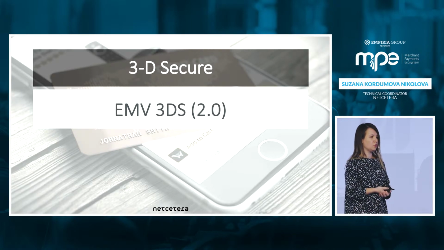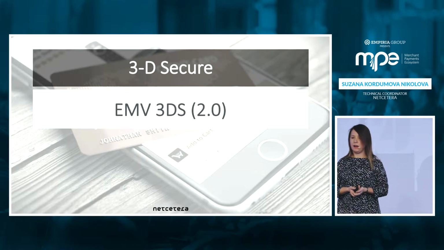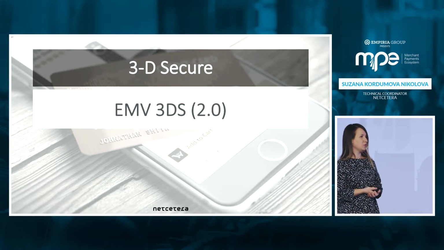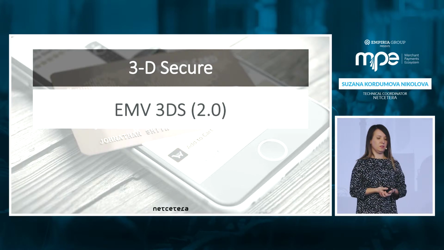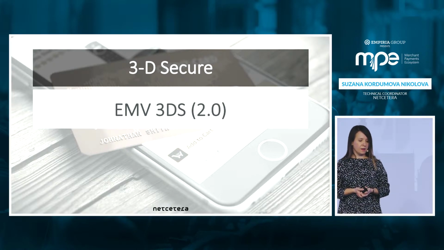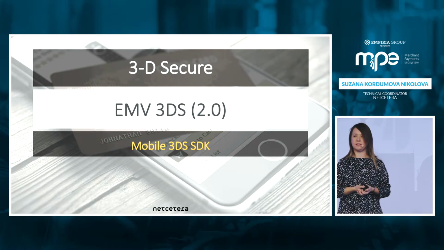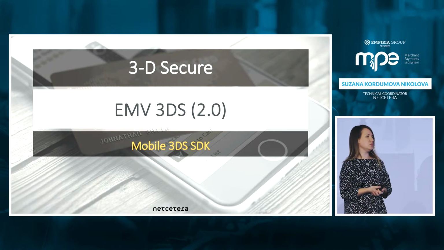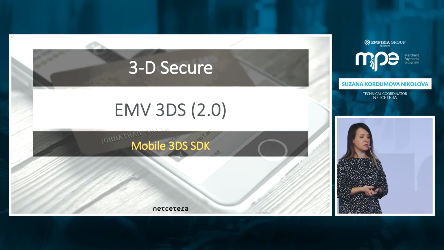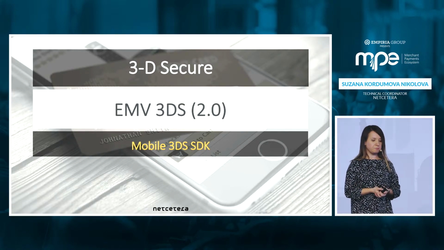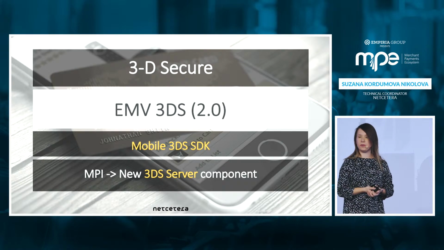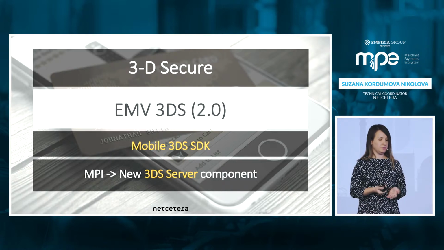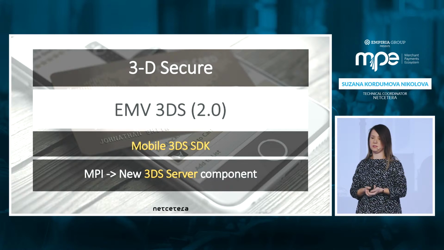That is why, in October 2017, EMVCo introduced a new 3DS protocol. This one is called EMV 3DS 2.0. The biggest change this protocol has is that it introduced a mobile 3DS SDK. And all of this is to support the m-commerce to be 3D secure as well. Another important change is that the merchant plugin is now replaced with a new 3DS server component.